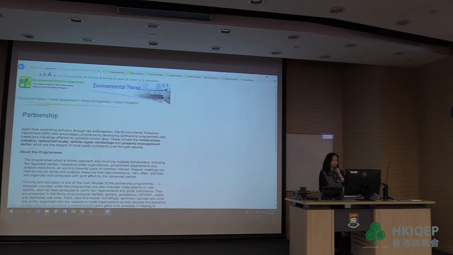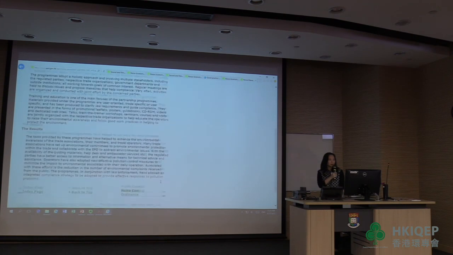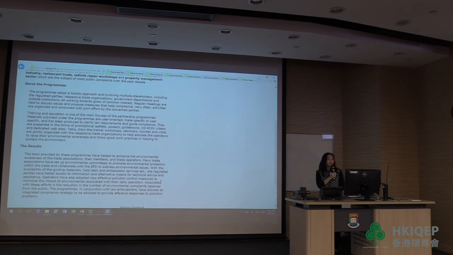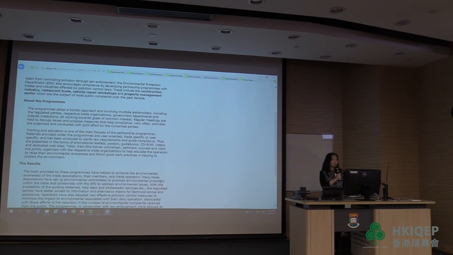And what is partnership? This involves getting different stakeholders on board, including those from the construction industry, restaurants, vehicle repair workshops, and the property management sector, so that they are encouraged to comply, developing the partnership program for different trades to minimize the noise problem in Hong Kong.